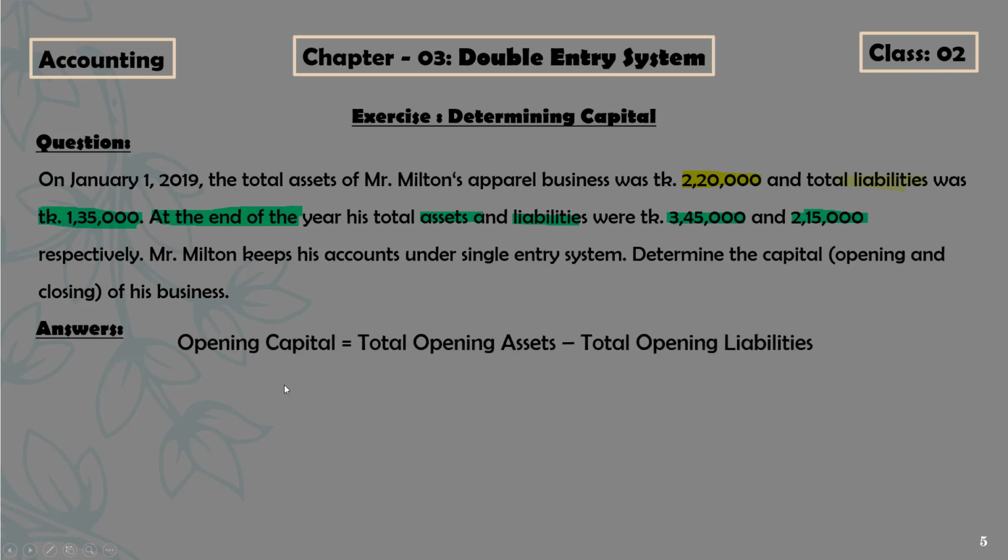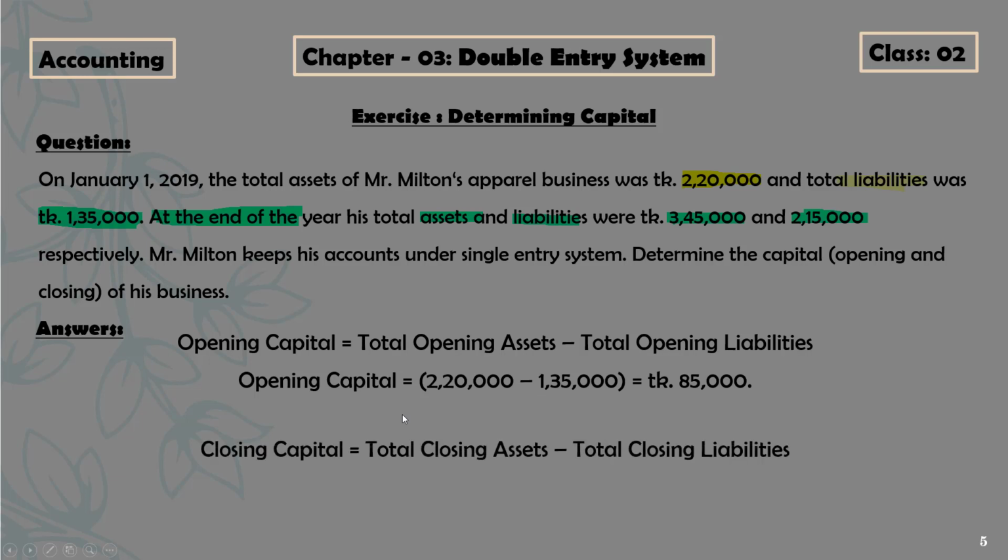Here is the answer. We learned earlier how to calculate opening capital, and the formula is total opening assets minus total opening liabilities. We know how much our total opening assets and total opening liabilities are, so plugging the values into the formula, we get opening capital as taka 85,000.